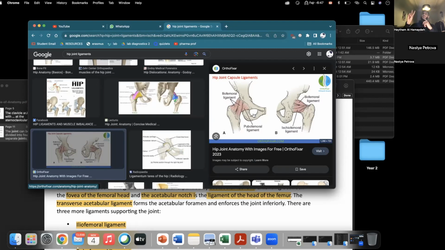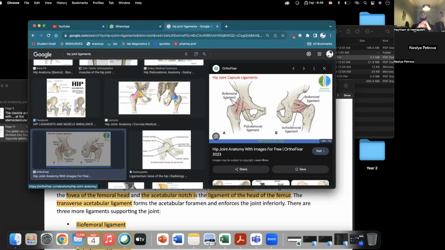Now, the second question, you have the articular surfaces, which is the same, head of femur and acetabulum. Deal? Third, the type of joint. What type of joint is this? Ball and socket. Yes. How does it move? Extension, flexion, adduction, abduction, and lateral and medial rotation.